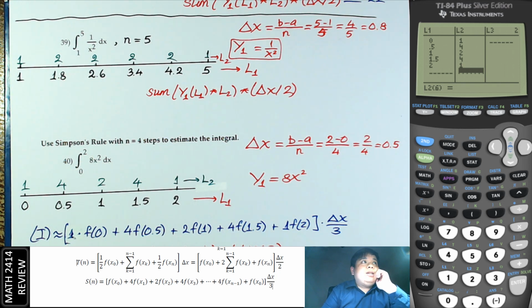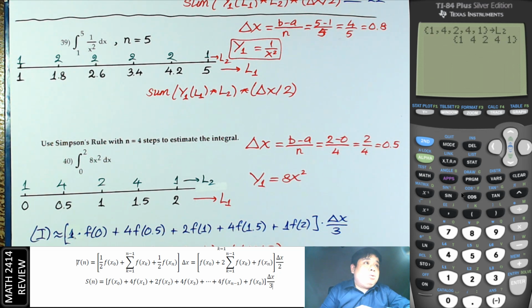Right, so we have that, which is good. Second mode, quit. And then the Simpson rule. Stat, go to summation. On the sum calculator, you can just hit alpha 3 to go to y1. Of course, the variables menu can get you to y1 as well. Then L1 times L2 times delta x divided by 3.